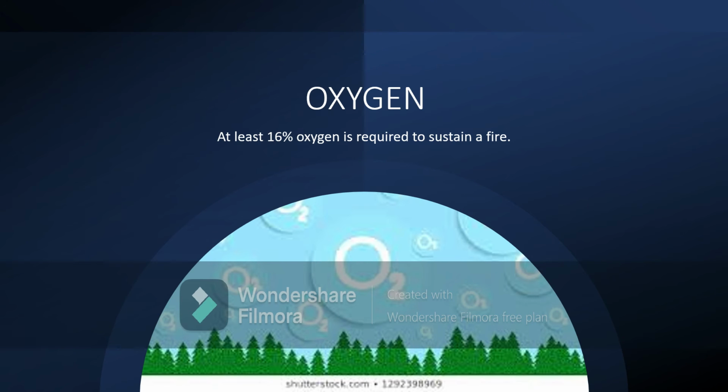As you can see, we need about 16% of oxygen in order to sustain a fire. Normal air contains 21% of oxygen. But some fuels and materials may contain sufficient oxygen within their makeup in order to support their burning.